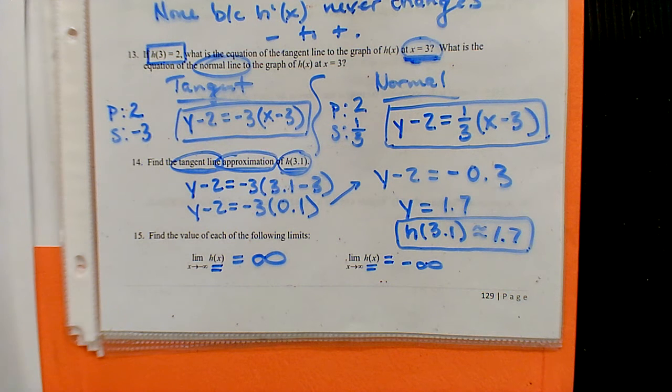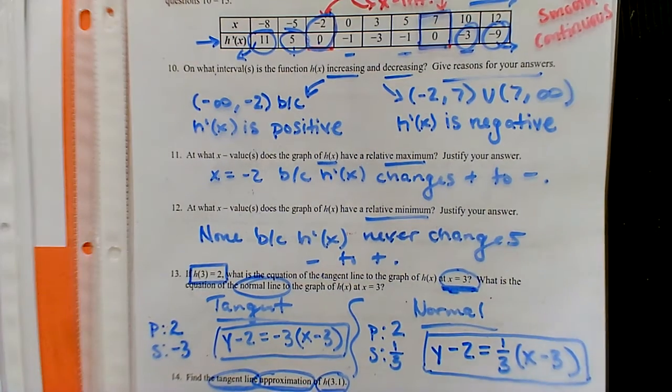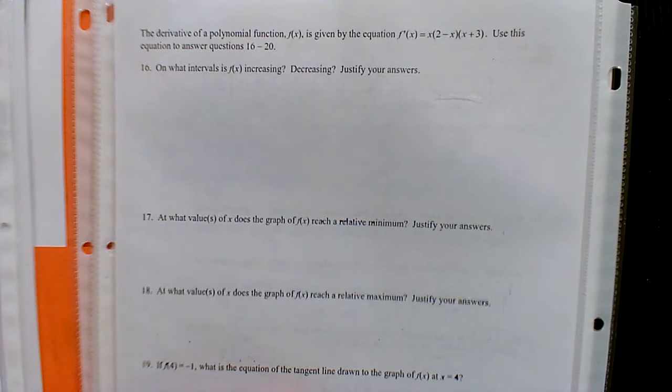We doing okay? Different pieces of information, graphs versus tables versus equations. We can still analyze increasing, decreasing, maxes and mins, all that fun stuff regardless of what we're given. All right. So in this example, we were given the table of the derivative, just specific values. Let's go ahead and check out the one on the back. Let's see what we're given here.